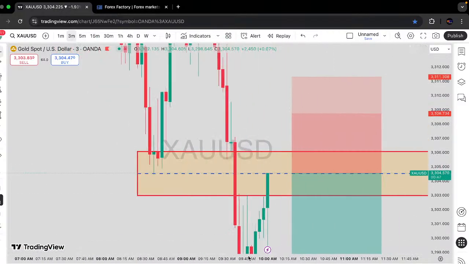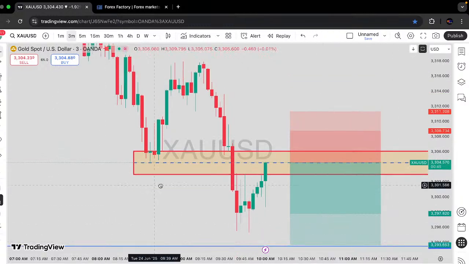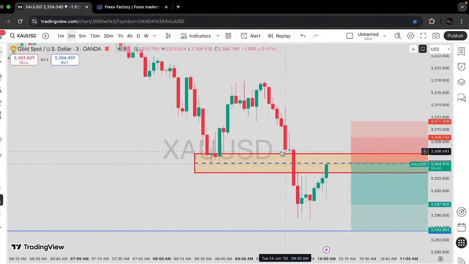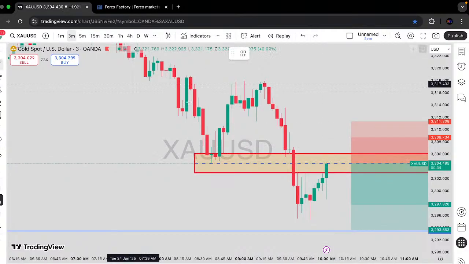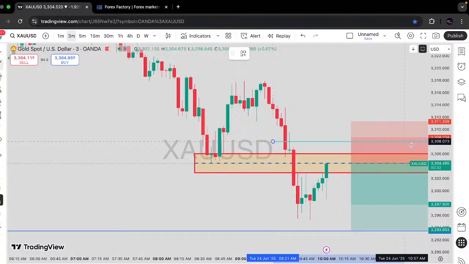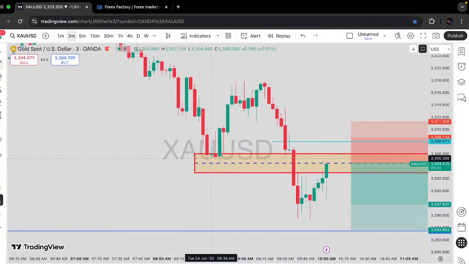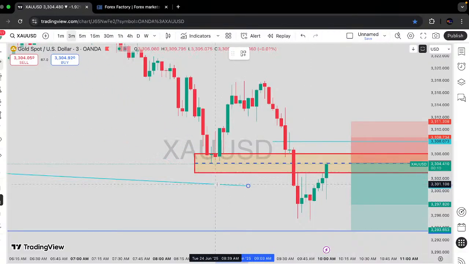I would preferably not look for a price close above this level. If it closes, then it will not be a very good trade. That's a perfect stop loss.